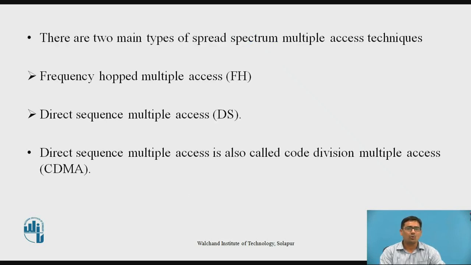Basically, there are two main types of spread spectrum multiple access techniques. The first one is FH, that is frequency hopped multiple access, and the second one we shortly call DS, that is direct sequence multiple access. Now this DS, that is direct sequence multiple access, is also called code division multiple access.